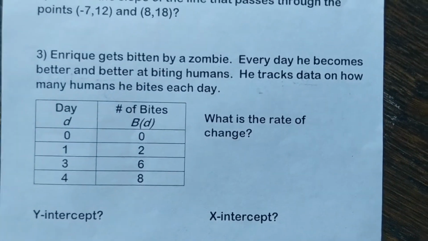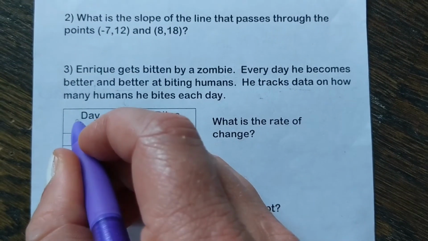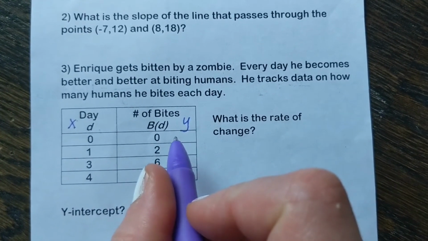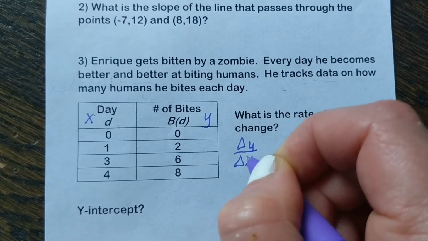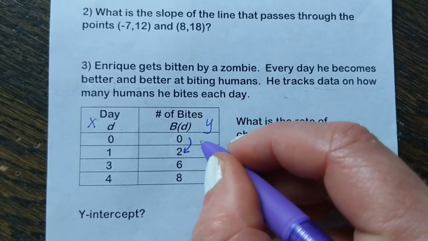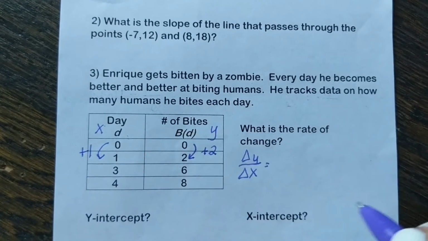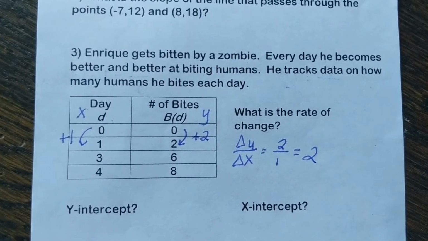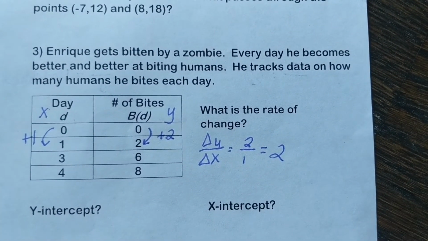Another example, kind of a real world problem here. Again, we're in function notation. This is days, which is time, so this is going to be your independent. This is your dependent. Again, I'm going to look at change in y over change in x. But on a table, there's kind of a little shortcut that I like to do. I'm looking from one to the next. I can see that this has increased by 2. Over on this side, the x's have increased by 1. So my change in y is 2, my change in x is 1, 2 over 1 is 2. So that's kind of a nice little shortcut with the tables. It's a little bit easier than just seeing the points in a list.